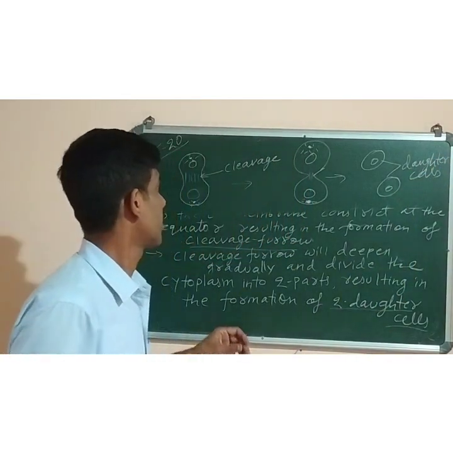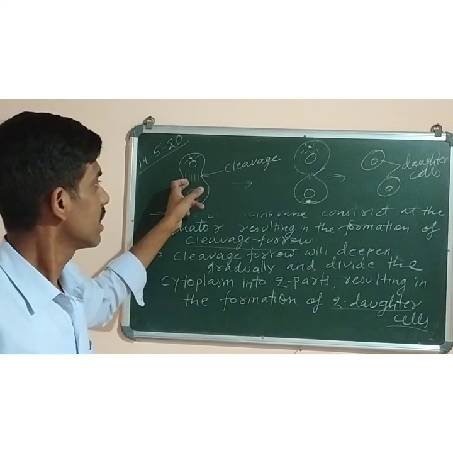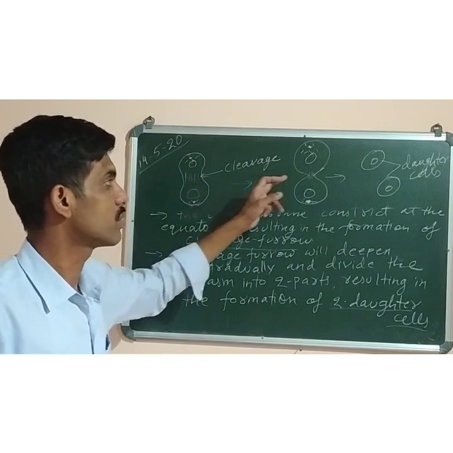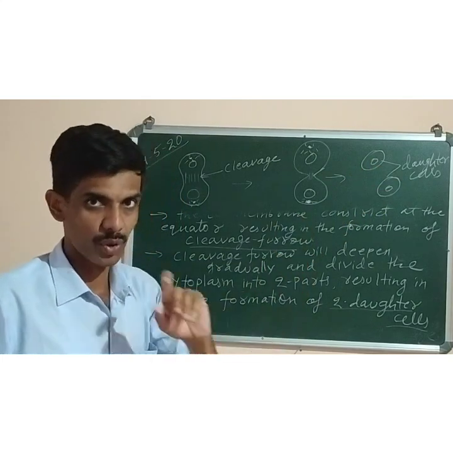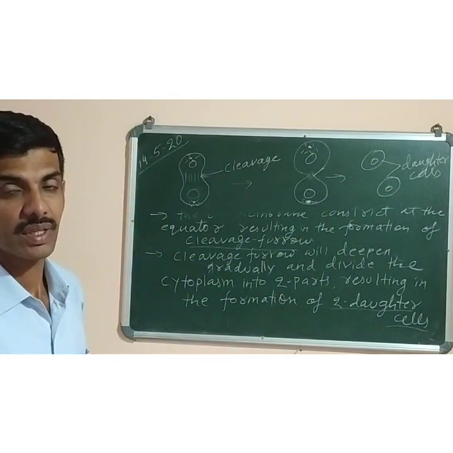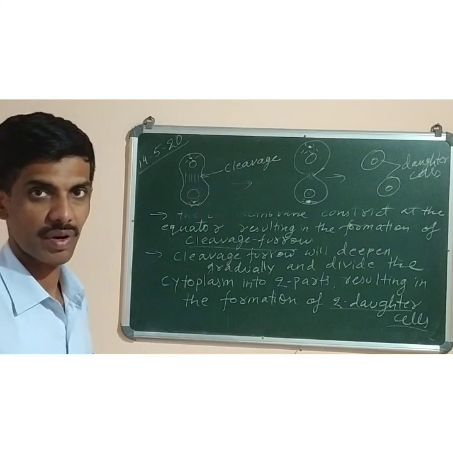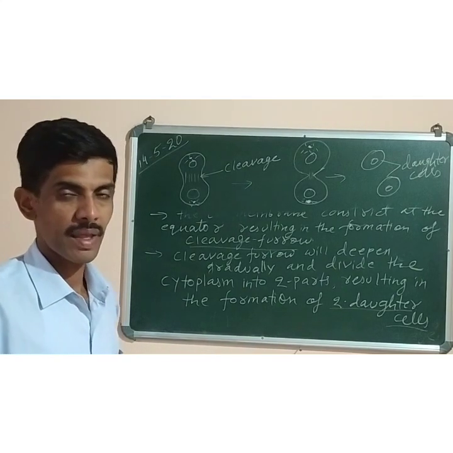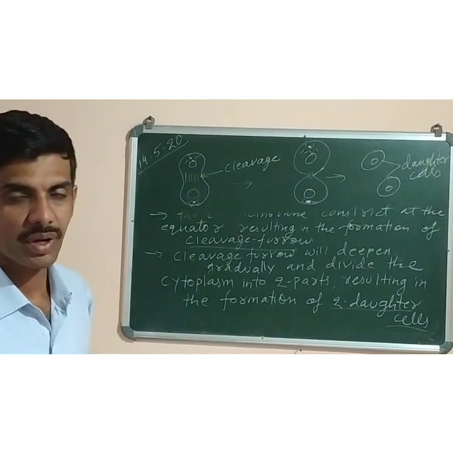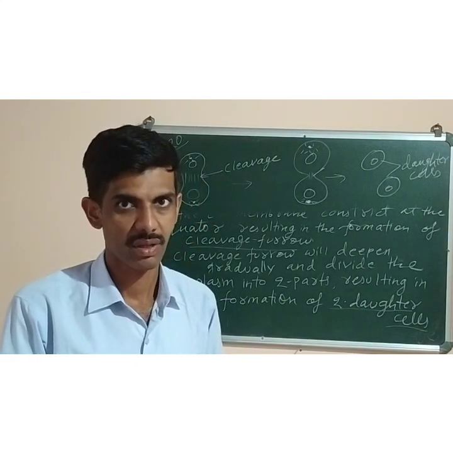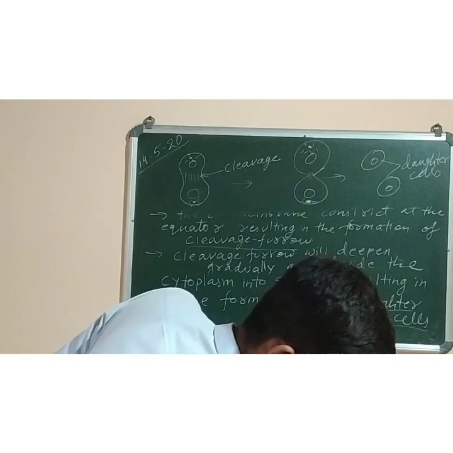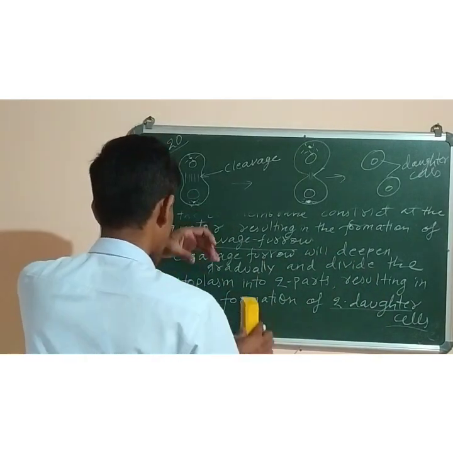Alright, so from the one parent cell, the cytoplasm divides equally to form two daughter cells with equal amount of cytoplasm in both of them. And this process is called cleavage furrow formation or cleavage. Okay, so the process of cytokinesis in animal cell is completed by the formation of cleavage. Got it? Okay, so now next one is cytokinesis in plant cell.